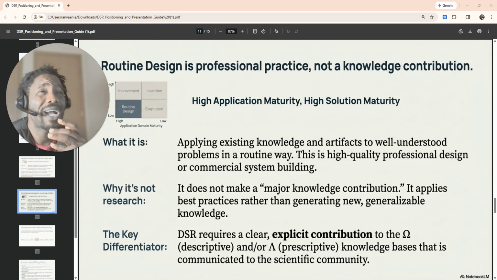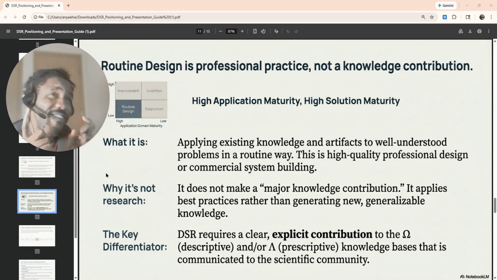To publish, you must move out of this box. You need to show that you are adding something new to the descriptive or prescriptive knowledge base, not just what's already there. If I'm designing a website, I'm not doing anything new. If I'm designing an app, I'm really not doing anything new. So you want to stay away from routine designs and probably stay somewhere around improvement or exaptation. Invention can be very hard because mostly everything new under the sun has been designed, unless you're Einstein.